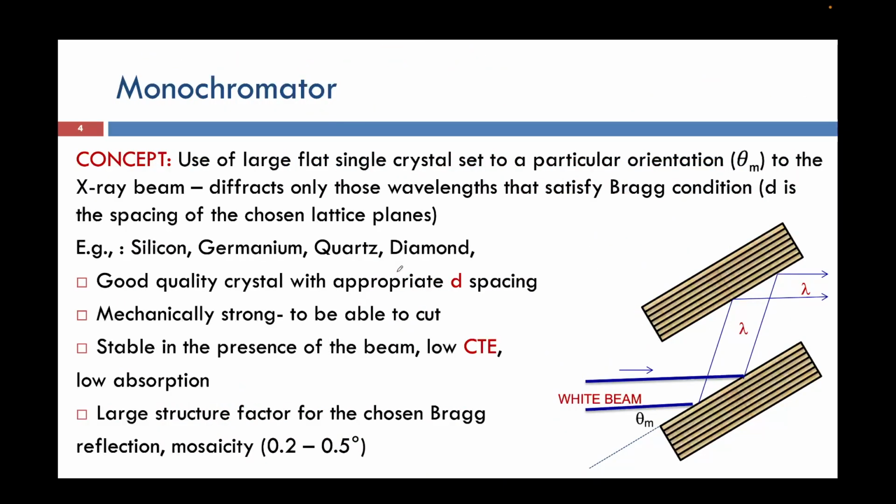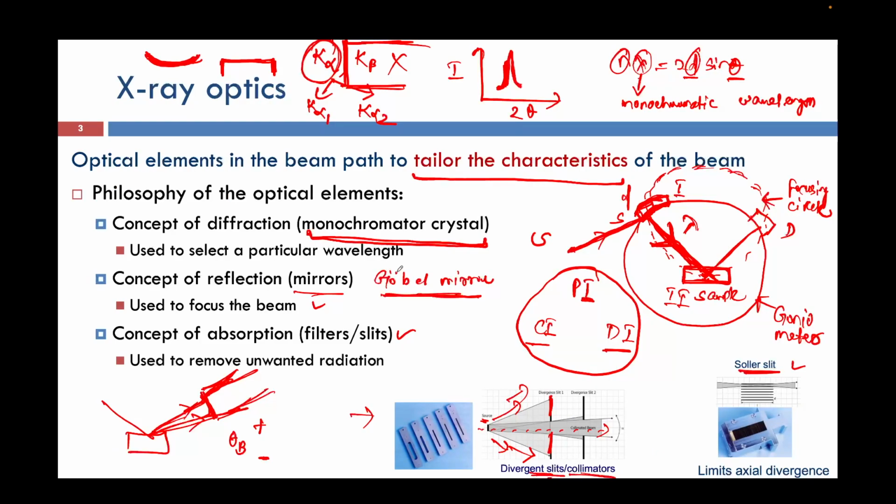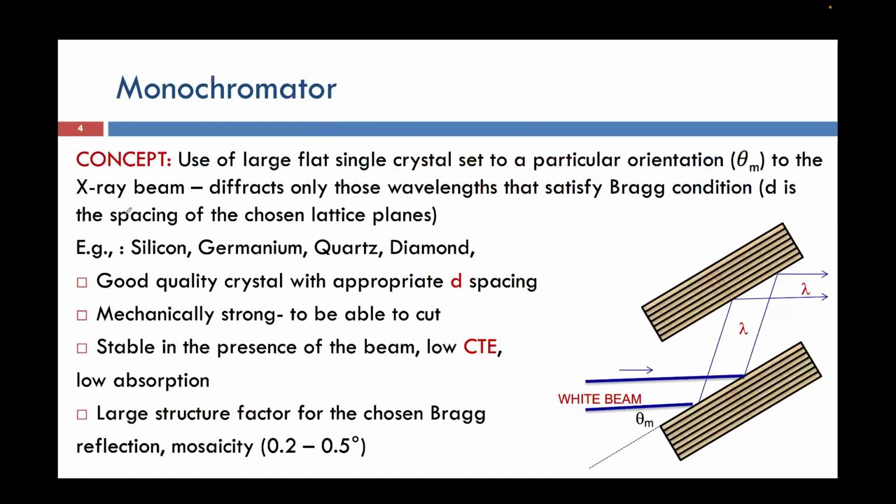Now coming to the monochromator, that is the concept of diffraction. The first concept we are going to see is the monochromator. Basically we use a monochromator so that, let's say, I do not want to use a variable wavelength or variable lambda, I want to use a single lambda. So what do I use? I use a single crystal. Single crystal means it has a single interplanar spacing, that means a single d only.